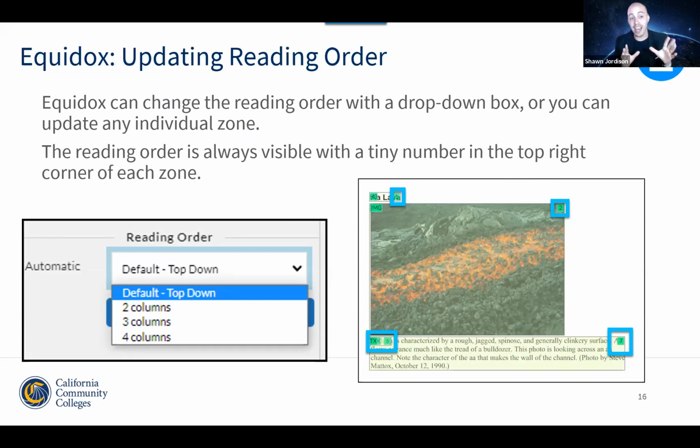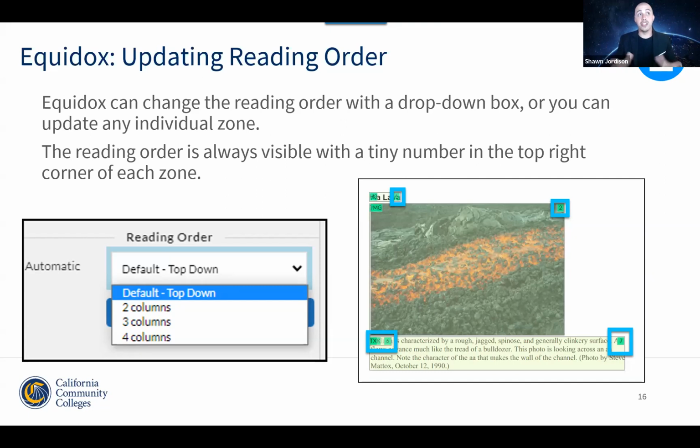So one big thing that I love about Equidox is they have a little dial that you can type in the reading order. So you're like, I want this to be number 1 and this to be number 2, and that's it. And you can do that. So the reading order can be turned on and off, excuse me, the visual part. So it's really hard to see, but it's in the top right corner of each zone.